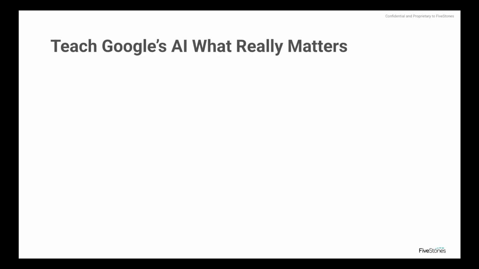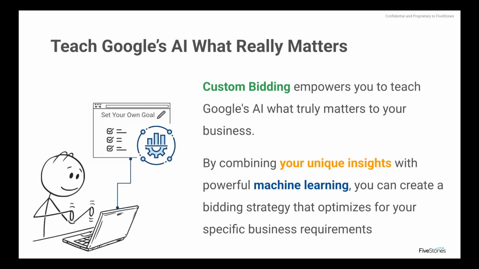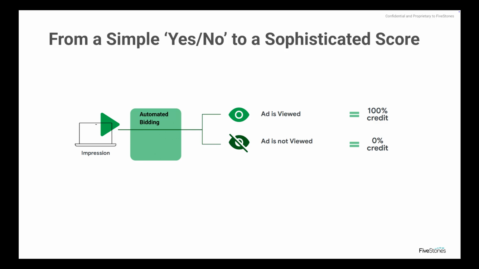So how does it work? Custom bidding empowers you to teach Google's AI what truly matters to your business. By combining your own marketing insights with Google's machine learning, you can design a bidding model that reflects your unique business priorities. What most advertisers are familiar with are automated bidding strategies that make yes or no decisions. An impression either meets the goal or it doesn't.